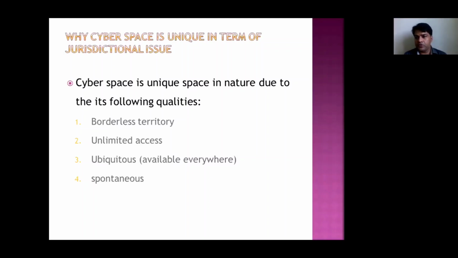There is no limit to the access of the internet or internet related activities. So again, sometimes the issues which are brought before the courts relating to the internet or internet activities are so technical that it becomes difficult for the courts to apply the rules of the real world or the physical world in the same manner. Third is that cyberspace, or the internet, is available everywhere.